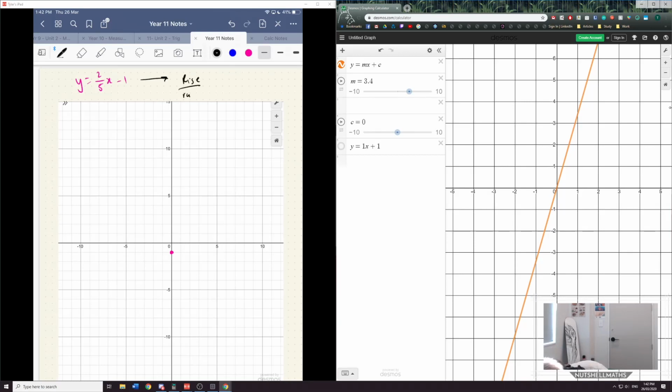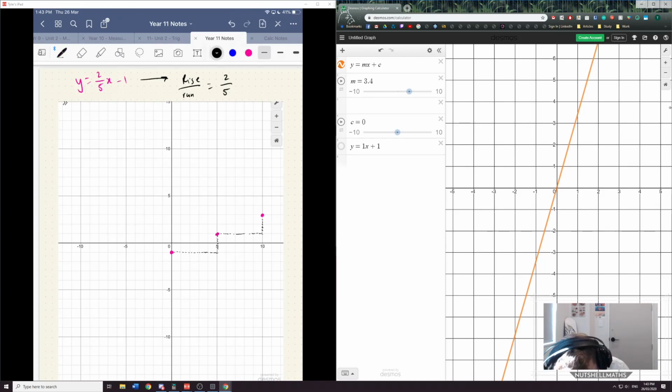Rise over run equals 2 over 5. Which means, from here I go across 5. 1, 2, 3, 4, 5. And up 2. 1, 2. And do a dot. And across 5, 1, 2, 3, 4, 5, and up 2, and do a dot. Okay? So you get our starting point, and then we do our steps. You can see it's literally steps.